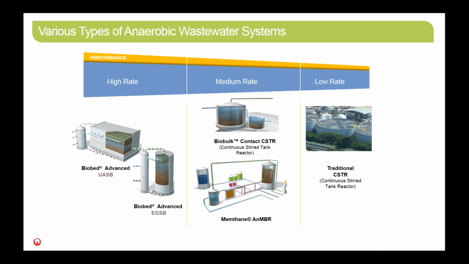We like to classify reactors as three different main types: high rate, medium rate, or low rate. High rate systems are your granular systems, the UASB system and the EGSB system. UASB is the upflow anaerobic sludge blanket. EGSB is the expanded granular sludge blanket technology. Biothane and Biobed are the trademarks for the Veolia technologies in these realms.